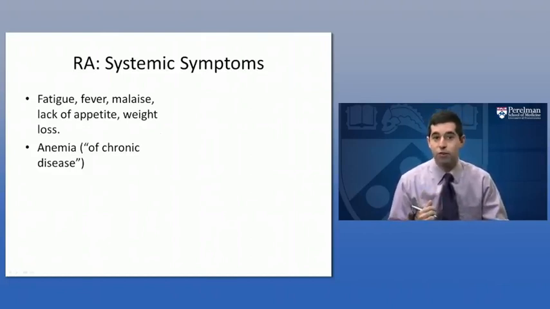Again, it's because these cells don't have iron, but it's a little different than when someone doesn't have iron from a deficiency, perhaps because of dietary causes. Here it's because those immune cells are starting to gobble up the iron.